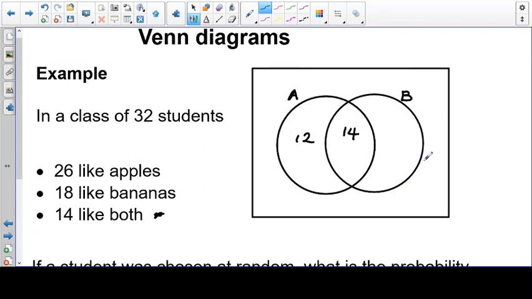This circle is representing all those that like bananas. 14 of them are there, which means there must be 4 there. So you're starting at the centre, and as you move out, you're taking away. If those together add up to 30, if there are 32 students, that means there must be 2 that don't like either, and I tend to just put that in one of the corners. So this is now listing the whole sample space, all the different possible outcomes are there.